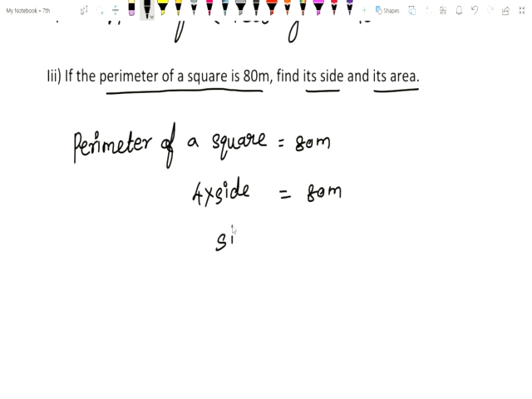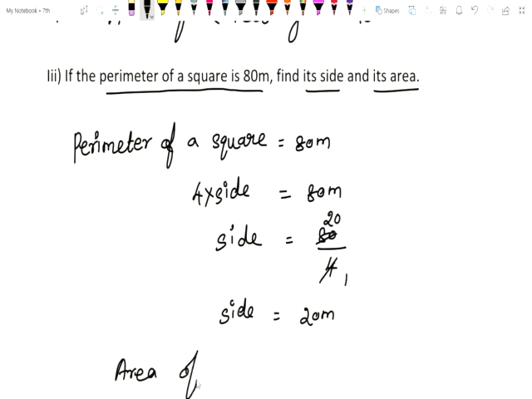So side equals 80 by 4. 4 ones are 4, 4 twos are 8, 0. So side equals 20 meter. Next we need to find out area. So area of a square equals, what is the formula, children? Side into side, square unit. Very good.